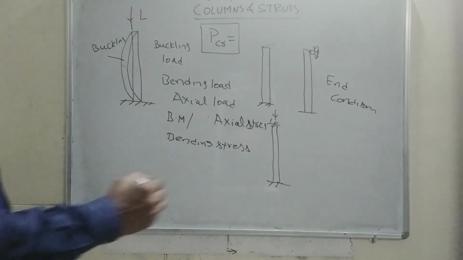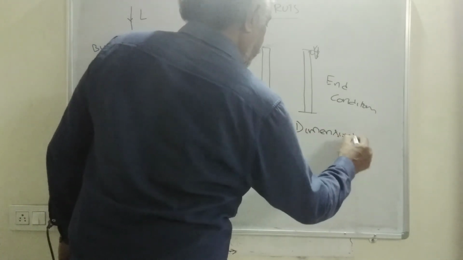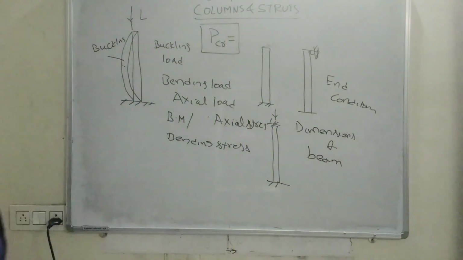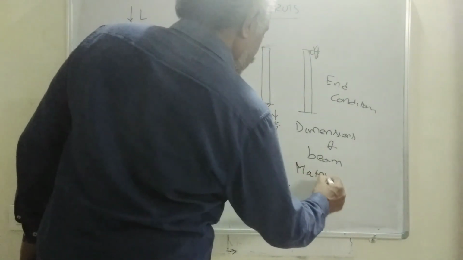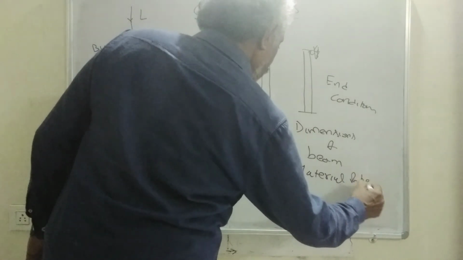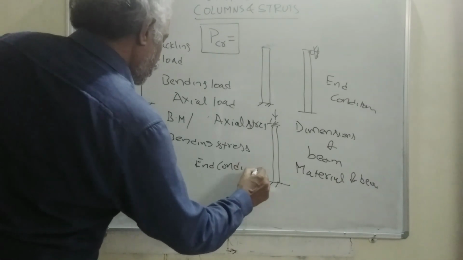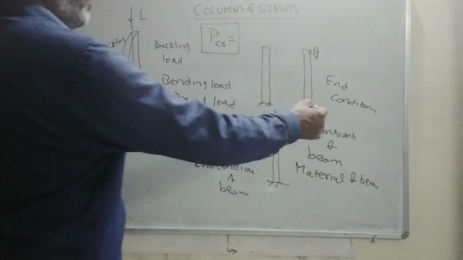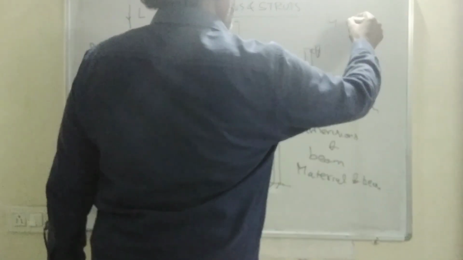So in this problem, the dimensions of the beam will be given, the material of the beam will be given, and the end conditions of the beam. There are 4 to 5 different end conditions, so for example, we can say 4 different end conditions.